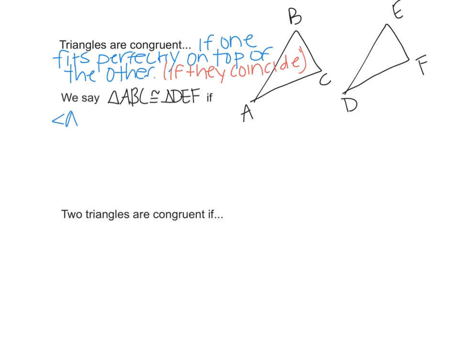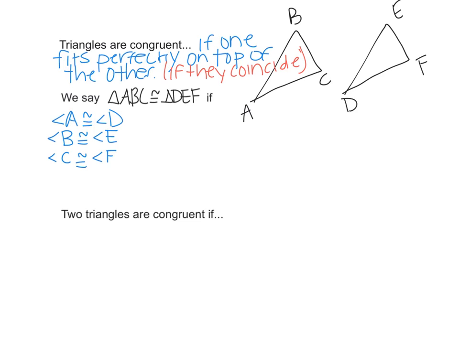First, if angle A is congruent to angle D. If angle B is congruent to angle E. If angle C is congruent to angle F. The reason why we write it in this order here is this tells us that A and D have a relationship, B and E have a relationship, and C and F have a relationship.